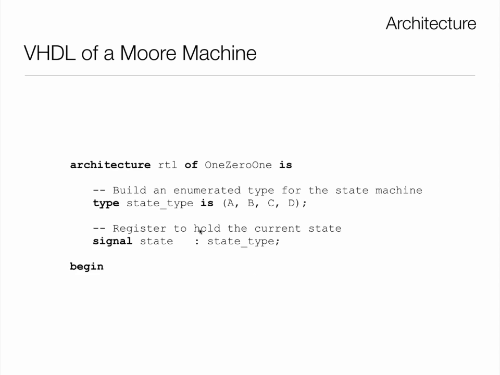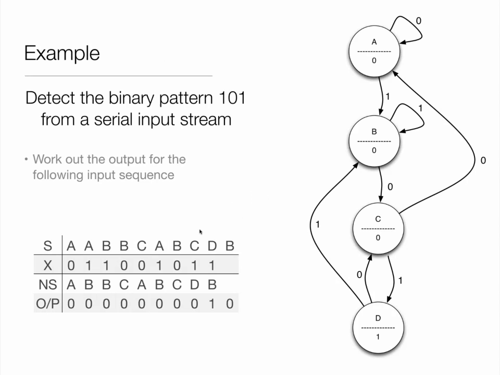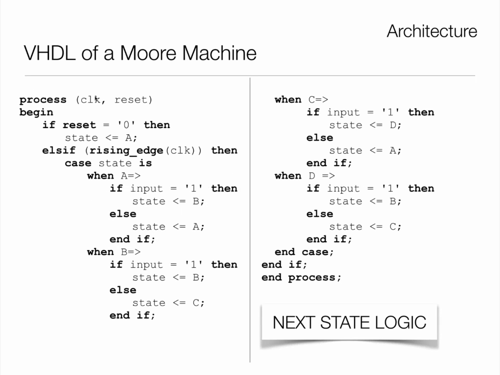So let's go back to this. So at A, if you've got a 0, you stay in state A. Otherwise, you go to B. All right, so a 1 input takes you to B. And that's what we're saying here. If the input is a 1, the state becomes B. Otherwise, stay where you are. And then it quits to the end of the case and out.